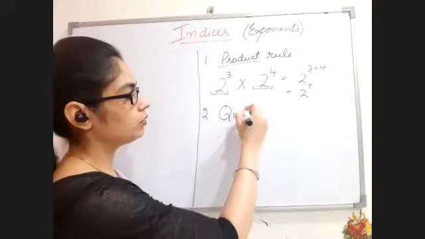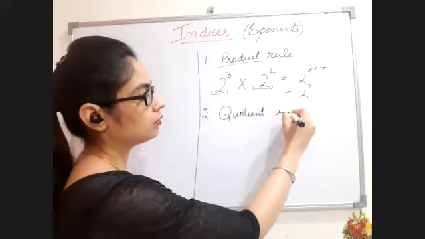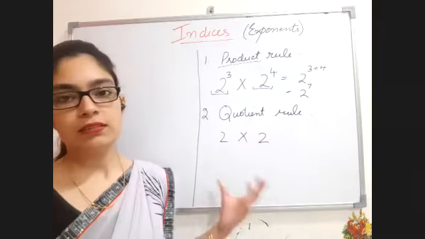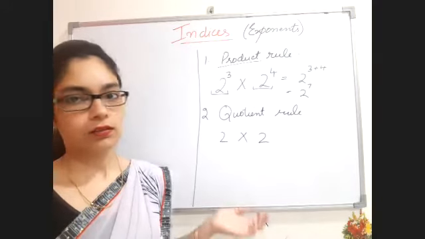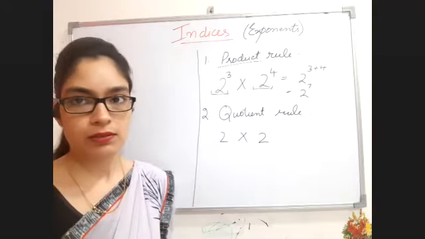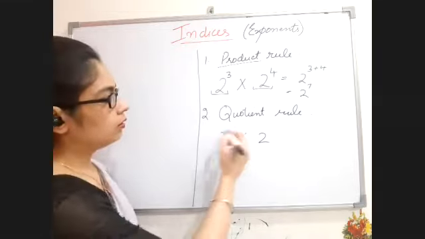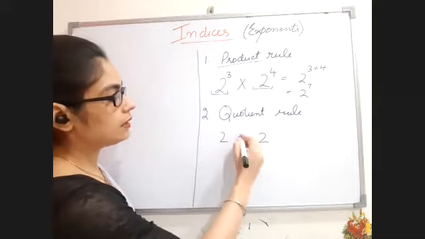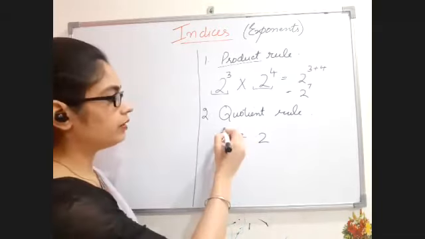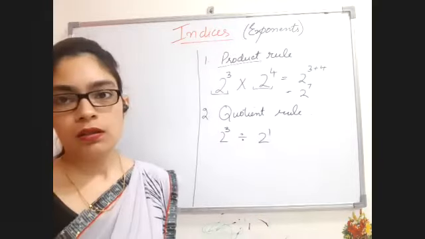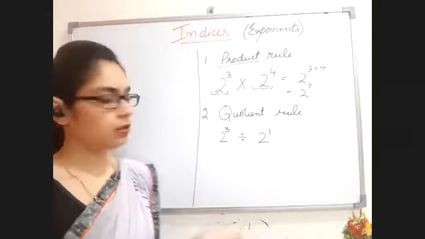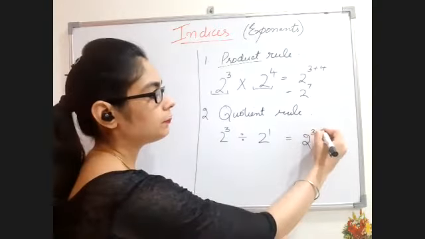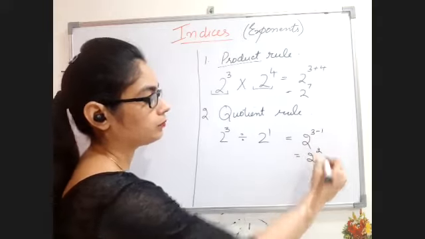Then I have the quotient rule. Because we have already done these things, I'll give this introduction, then we'll start with the questions, just to recap the concept. When bases are the same, but they are getting divided and they have different powers, the quotient means something related to division. So the base we write only one time and we do subtraction of powers. So 2 to the power 2.